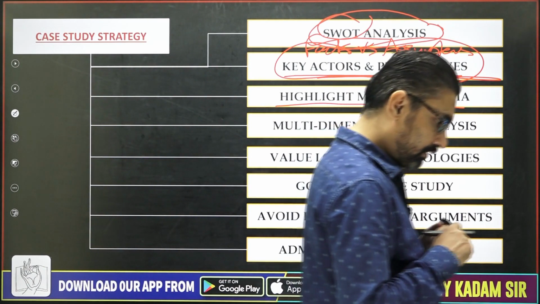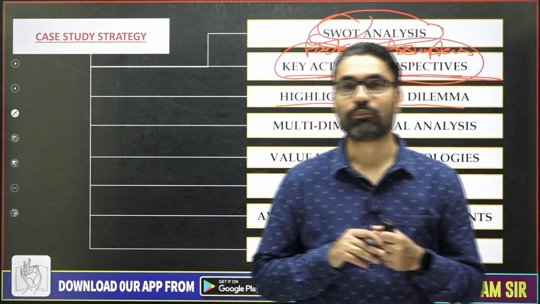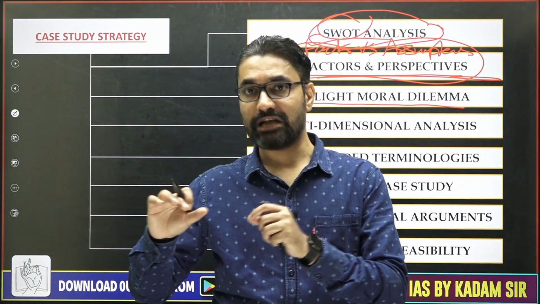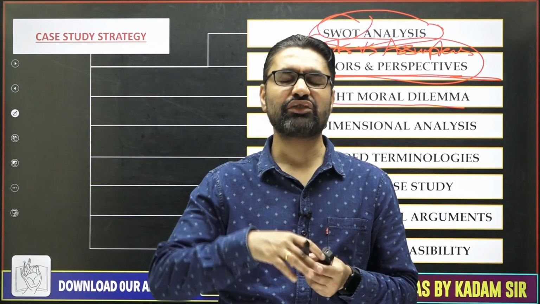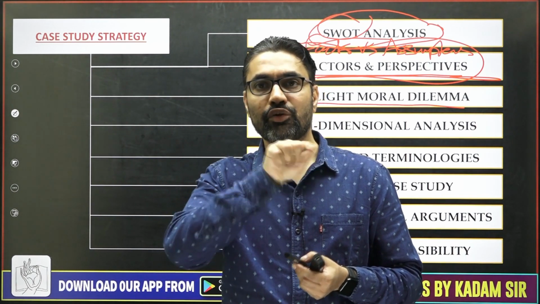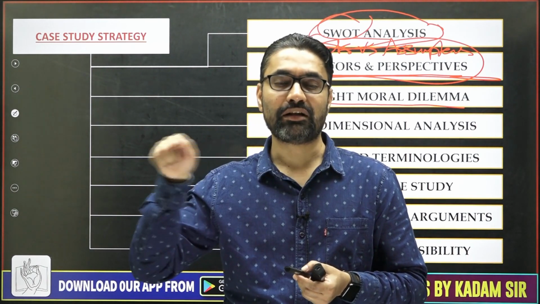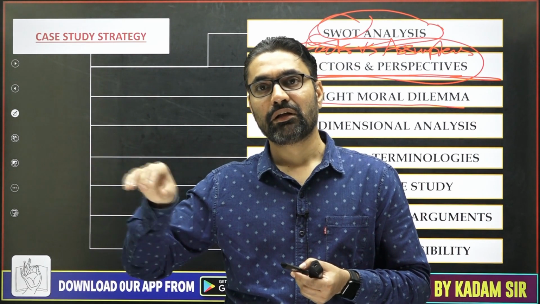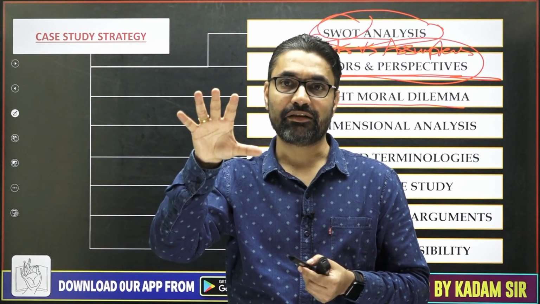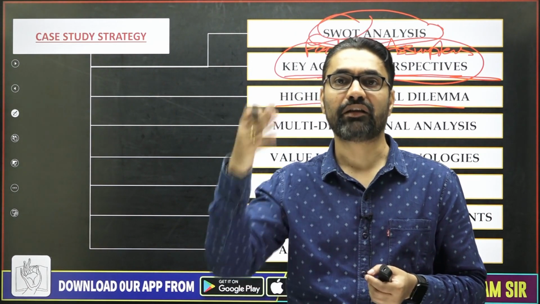Now what I mean by highlighting this moral dilemma is that you need to put the entire case study. First you begin your answer to the case study with key actor and perspective, and then you write the second point, moral dilemma. In short, guys, what I mean is you need to put the entire case study of 300 words into 2 or 3 lines.